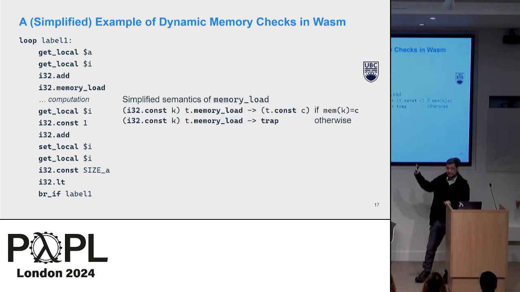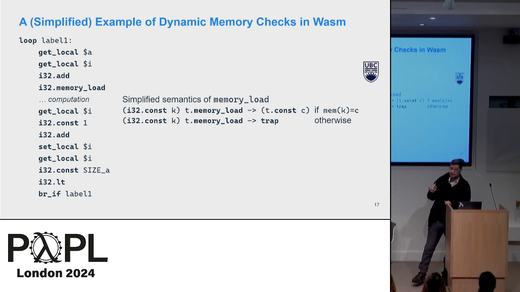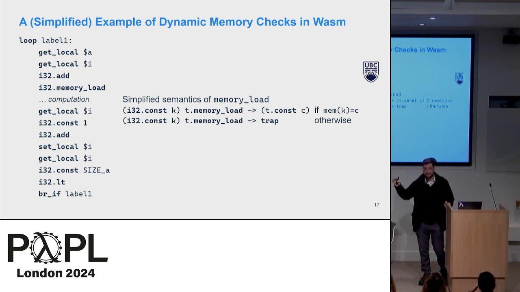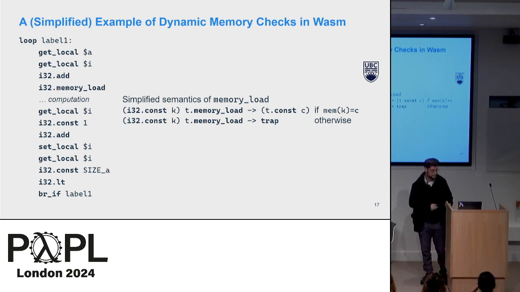And we can see this in the simplified reduction rules for memory load. And in fact, you'll notice there are 2 of them. So we can see that this dynamic check is baked into the semantics of the memory load rule. In both cases, we're going to consume a value k from the stack, and then we're going to look it up in memory. And we're going to see if there's a value at that location in memory. And if there is, then we push that onto the stack. And if not, we have a trap, which is a Wasm error.